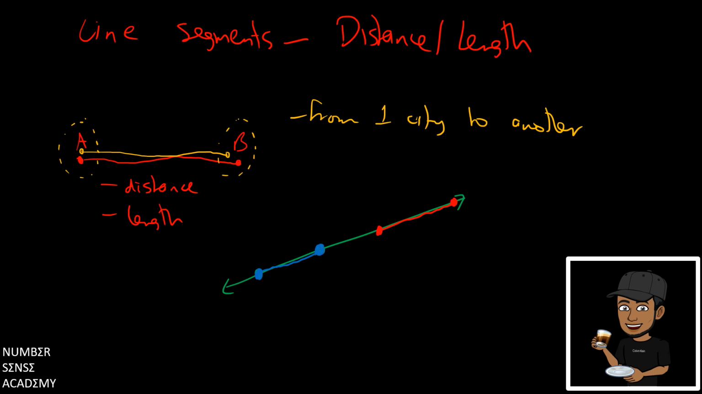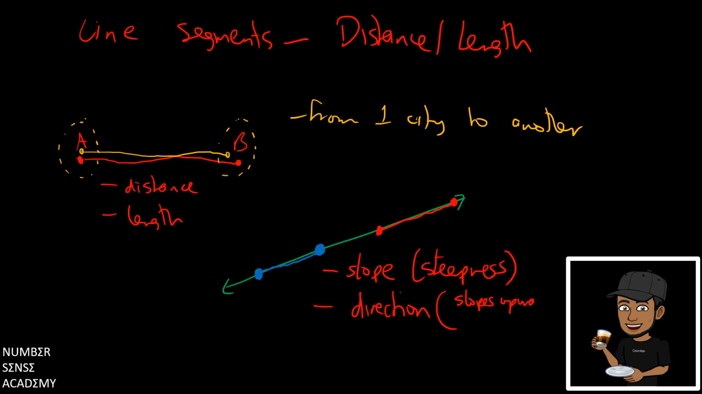And because it's a segment of a line, it's still going to have the properties of a line. So it has slope, right, which is also known as steepness. And it has direction, okay, which could be it slopes upwards to the right, or it could be downwards or downward to the right.